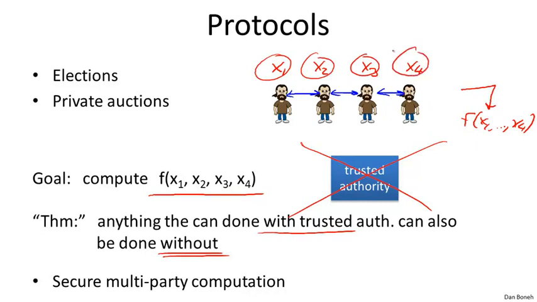But again, there is no authority. There's just a way for them to talk to one another such that the final output is revealed. So this is a fairly general result. It's a surprising fact that this is doable at all, and in fact it is, and towards the end of the class we'll see how to make this happen.